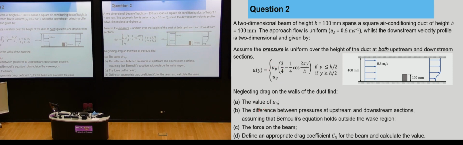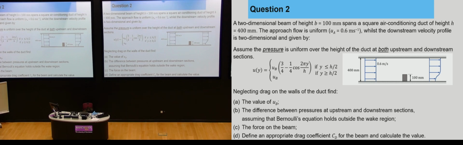Find the difference in the pressures between the upstream and the downstream sections, assuming that Bernoulli's equation holds outside the wake region. Basically, where friction effects are not important, you can apply Bernoulli. Find the force on the beam, and then define an appropriate drag coefficient for the beam and calculate the value.